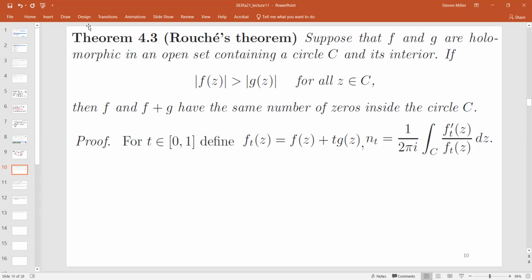And so here, I start off with some function f, I tweak it by adding a little bit to it. And we're saying on the boundary, the absolute value of f is strictly greater than the absolute value of g. So what can you tell me about f plus g on the boundary? So on the curve, what must be true about the absolute value of f plus g?